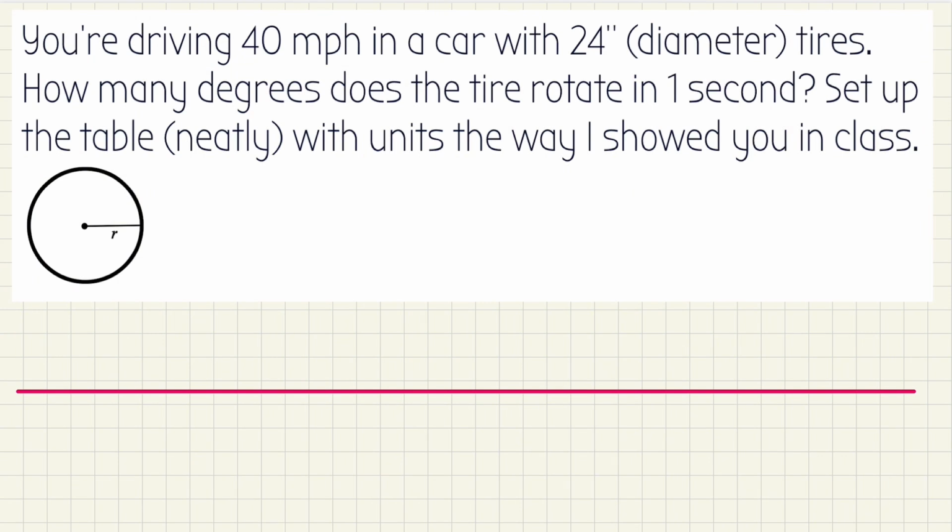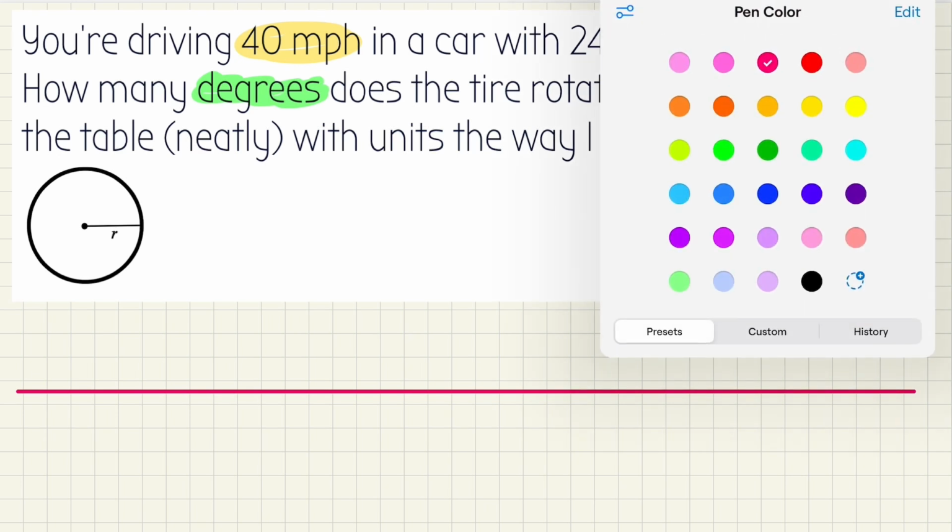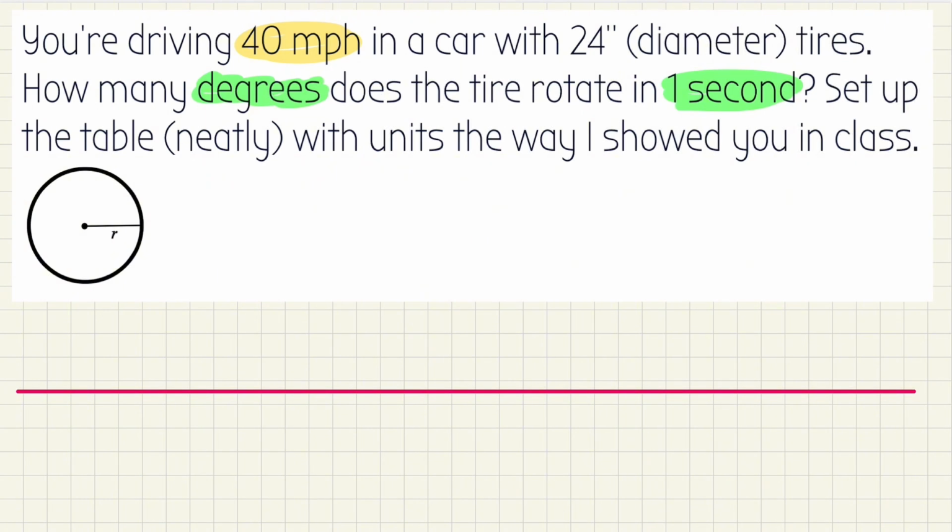Now number three, I want to establish what rate am I going from and what rate am I going to. So what rate am I going from? That would be right over here, the 40 miles per hour. That's the rate we are going right now, 40 miles per 1 hour. And what rate are we trying to go into? Well, in the question, we want to know how many degrees does the tire rotate in 1 second, or in other words, degrees per second. So that means we are going from miles per hour to degrees per second.